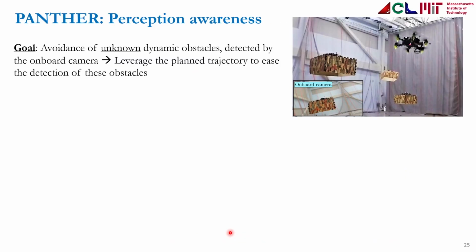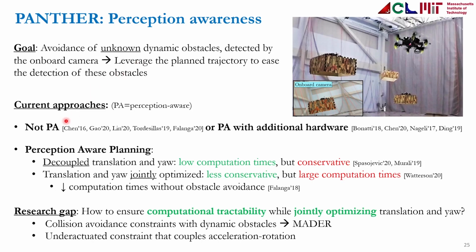So again, the goal here is to avoid unknown dynamic obstacles that are actually detected by the onboard camera. In other words, we need to leverage the planned trajectory to make it easier to detect these obstacles. So there are several ways to do this. One possible way will be to not be perception aware, which of course leads to very poor results, and then other possible way will be to be perception aware but with additional hardware. However, this second approach requires mounting a gimbal, for example, on board, which is usually undesirable in very small UAVs. So then the third approach is perception aware planning.